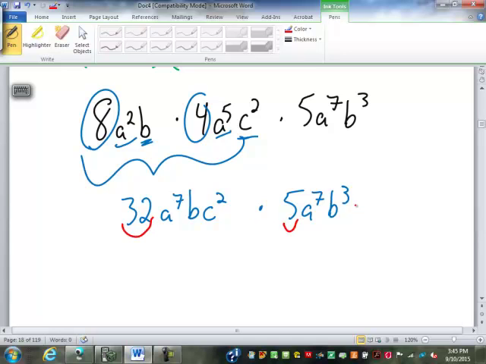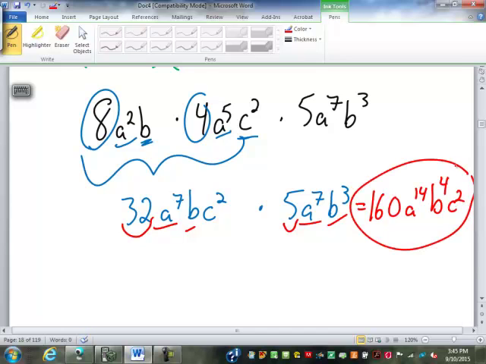32 times 5, 160. A to the 7th times a to the 7th. 7 plus 7 is 14. Good. B times b to the 3rd, b to the 4th. And c squared has nothing to combine with. So it's 160, a to the 14th, b to the 4th, c squared. What's that? What'd you miss? Or did you see what you did? Okay.